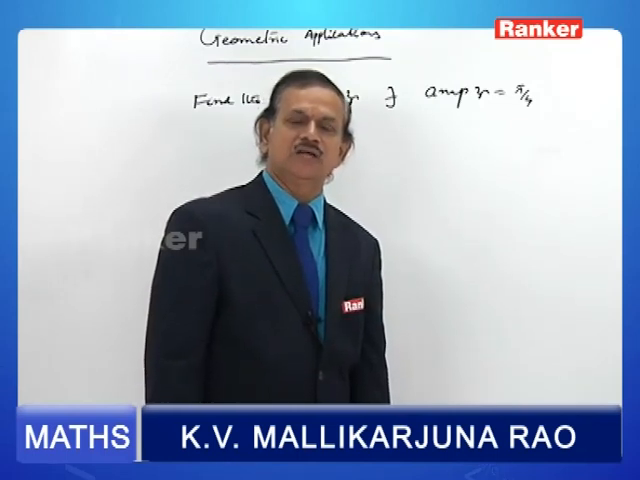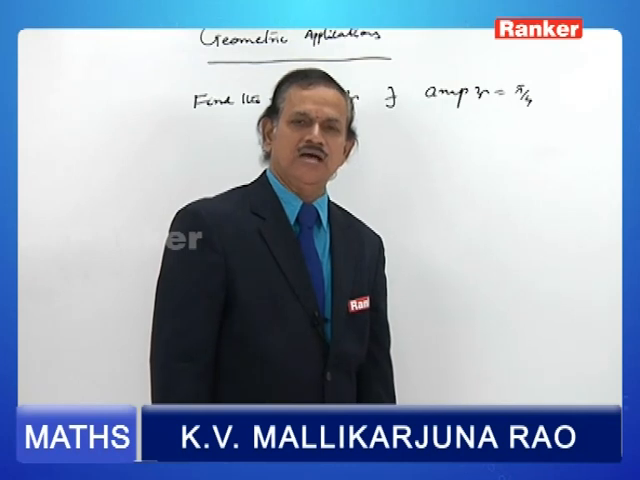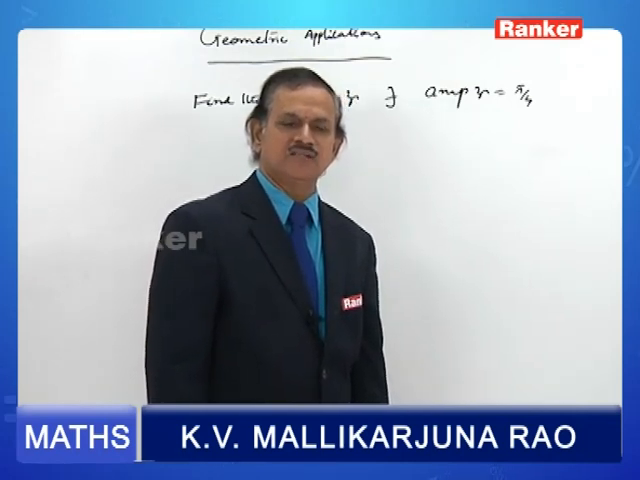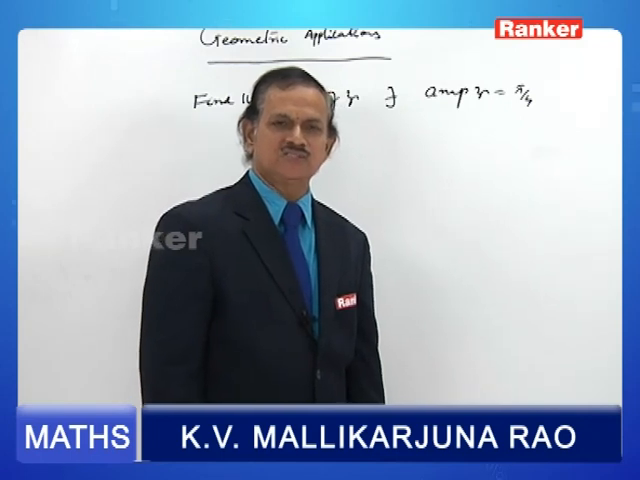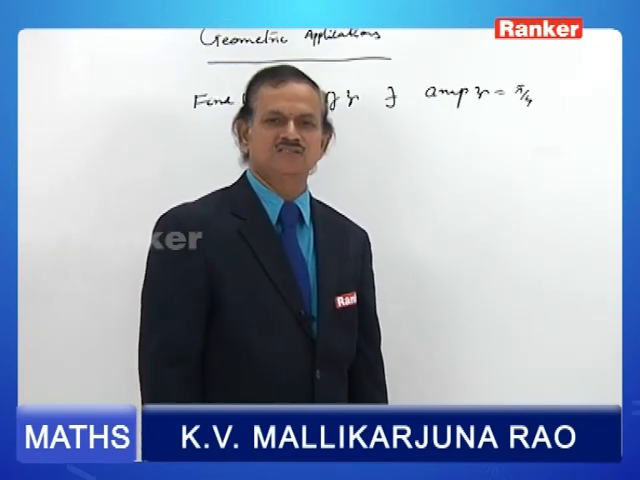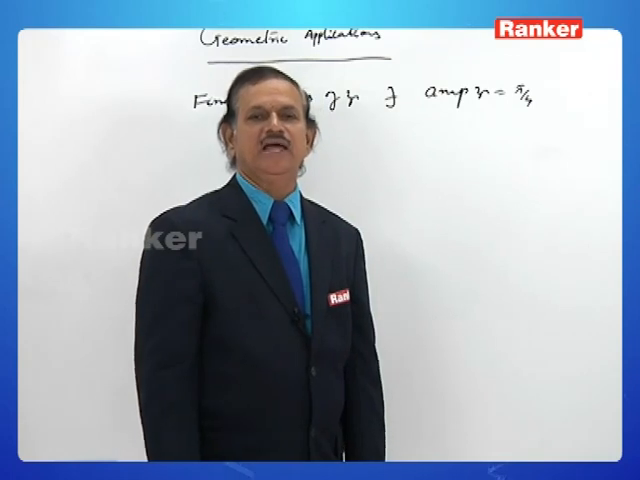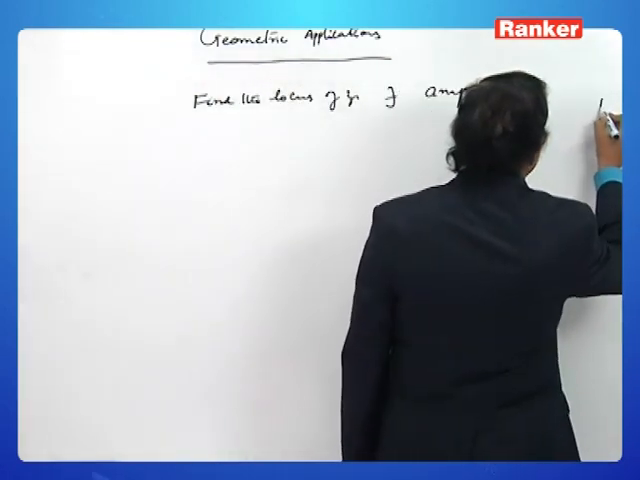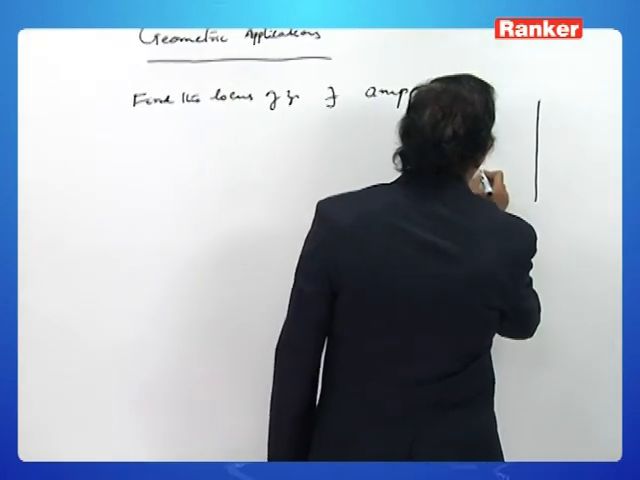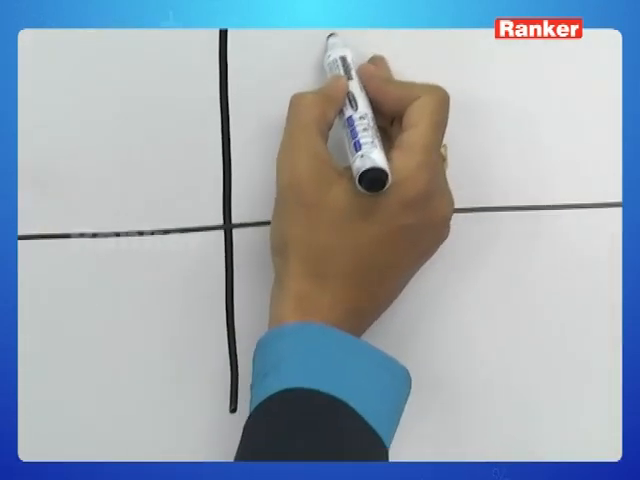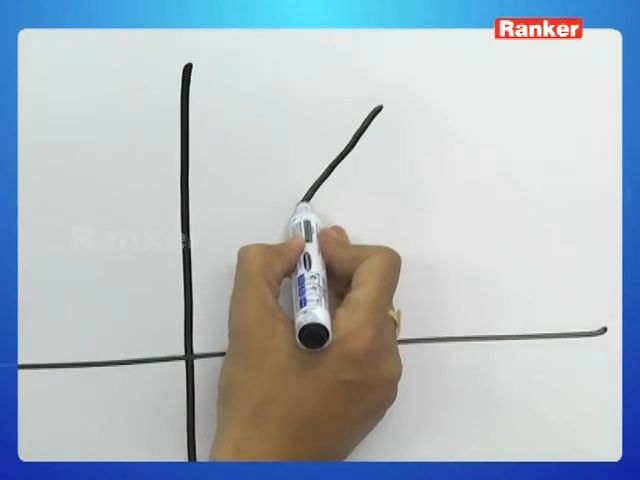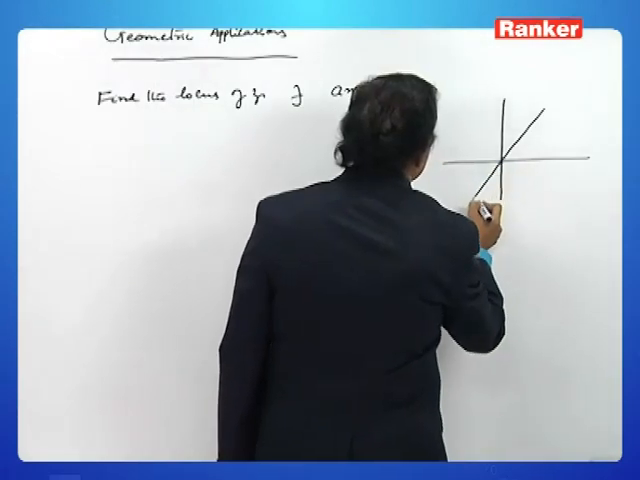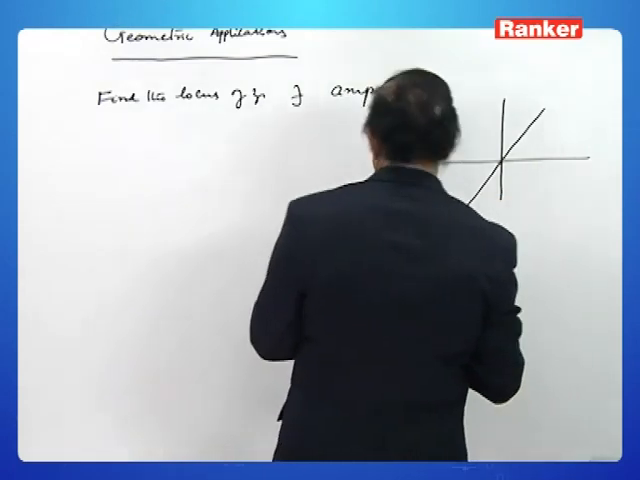Let Z is equal to x plus iy. Amplitude of Z is tan inverse y by x. Tan inverse y by x is pi by 4. Y by x is tan pi by 4. Y by x is 1. X equal to y. Hence, the locus of this is the line passing through origin and bisecting first quadrant and third quadrant.